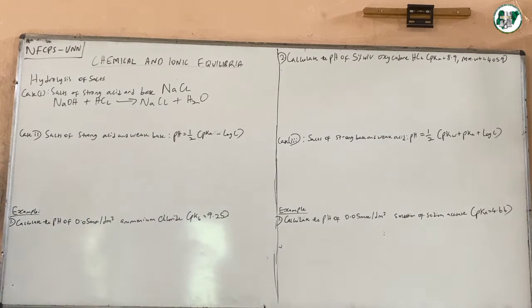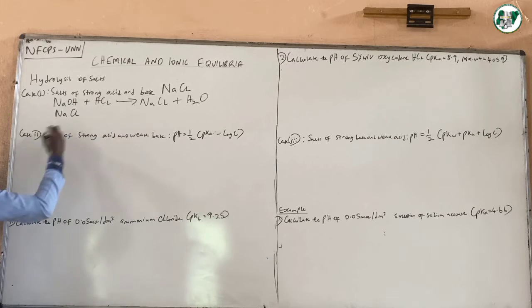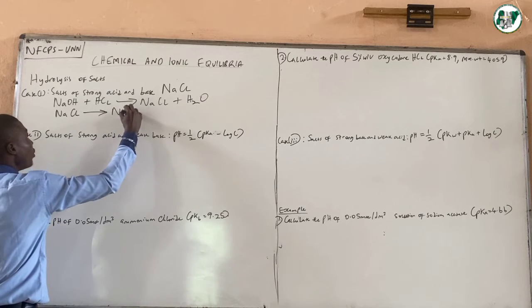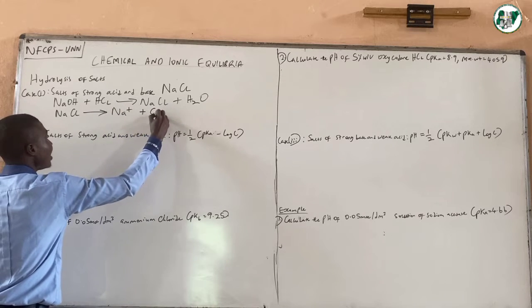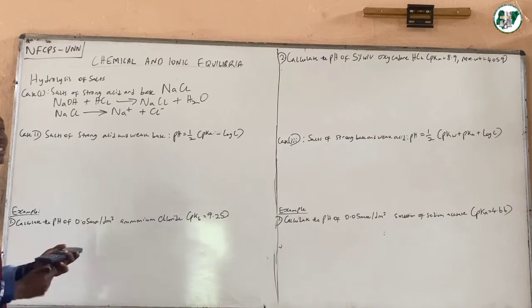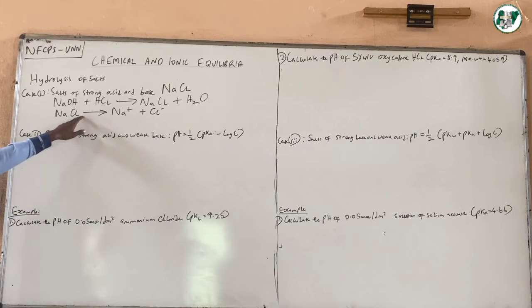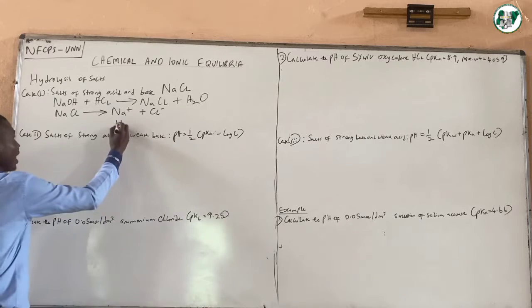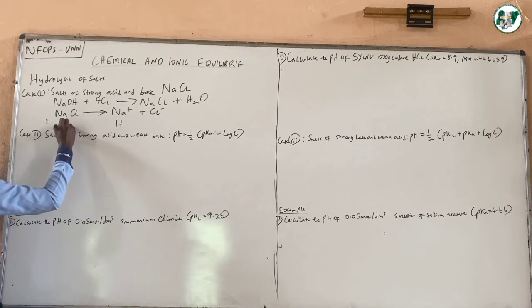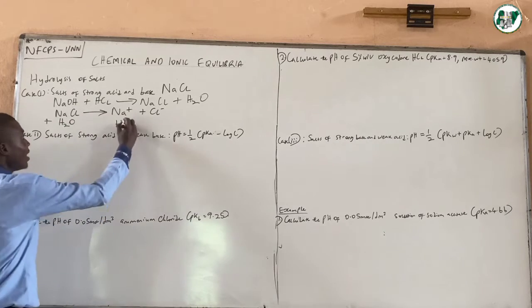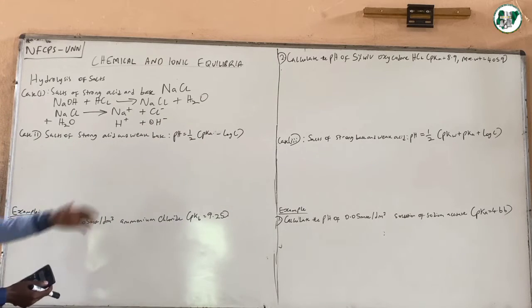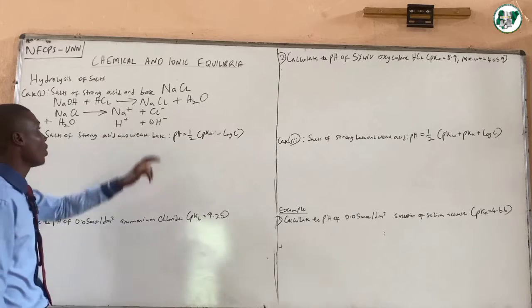If sodium chloride is going to dissociate in water, it will dissociate into Na+ and Cl-. If you decide that you want to add water to this equation, the water molecule itself will also dissociate into H+ and OH-. Now, you have equal amounts of hydrogen ion and hydroxide ion.